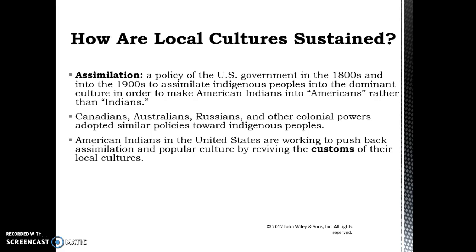And here in the US, and they did similar things in Canada and Australia as well, we did this in a few ways. One is through the reservation system. So we would confine people onto a system, not really, confine might be a bit strong of a word. We would encourage them to live in a certain place, and then we would bring in other folks to help educate them and teach them how to farm and keep house and in general just behave like the dominant culture.